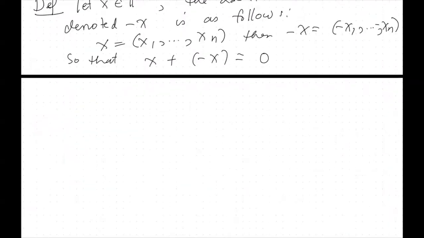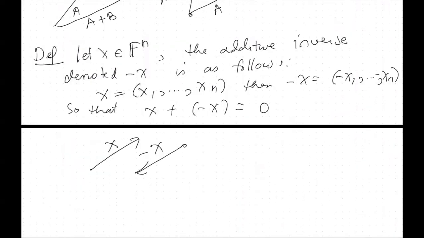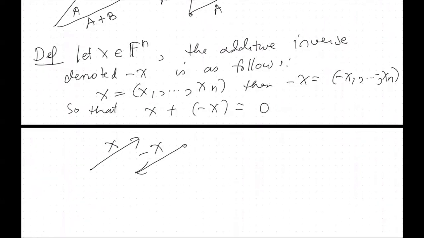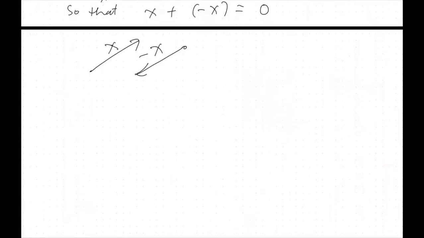And then, of course, if this is your vector x, this is your negative x. Here I write A, but you can use other letters. Now, we have already defined vector addition. And then the other operation is, I'll state this as a definition, the scalar multiplication.